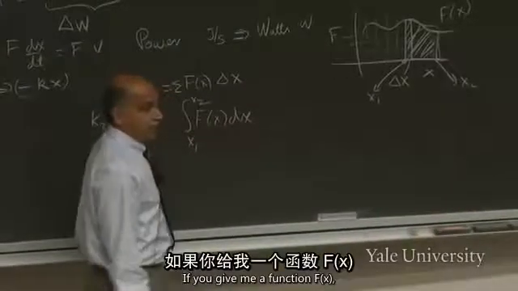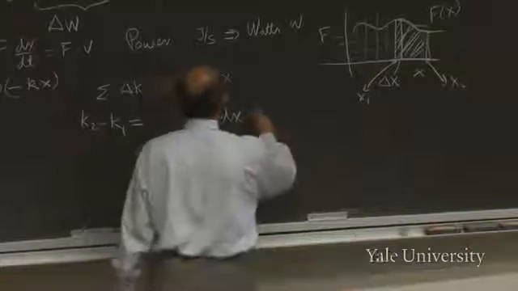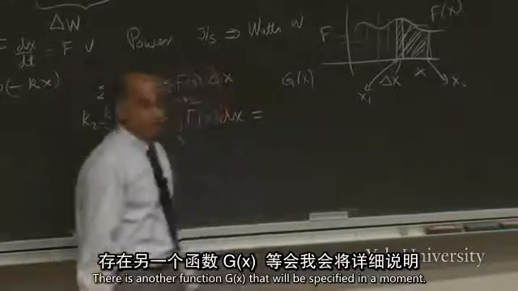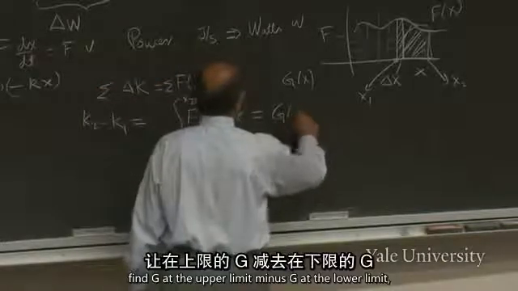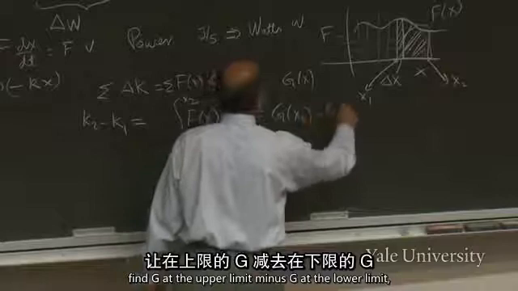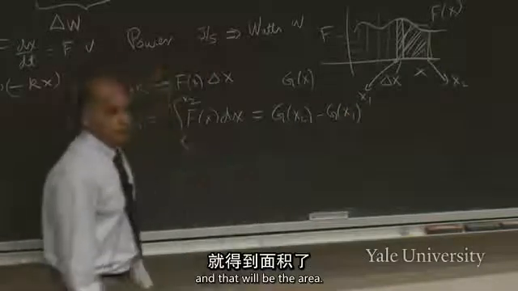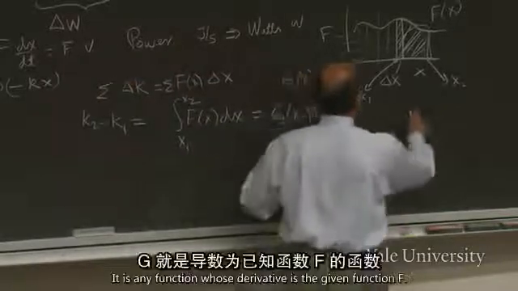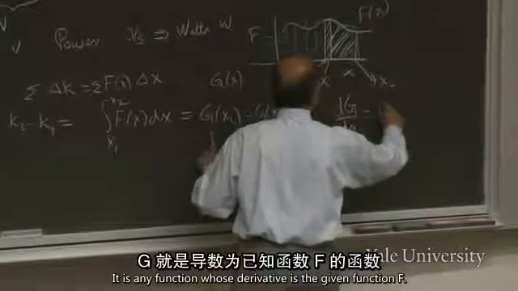If you give me a function f of x, the area under this graph happens to be the following. There is another function g of x to be specified in a moment, and you just have to find g at the upper limit minus g at the lower limit, and that will be the area. And who is this mystery function g? It is any function whose derivative is the given function f.